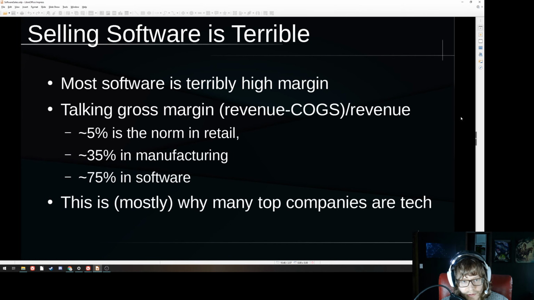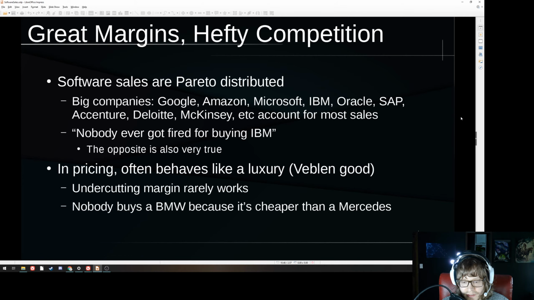All right, so what does high margin have to do with sales being terrible? Well, when you deal in a high margin industry, what tends to happen is that all of these sales become Pareto distributed because everything is really expensive. And so only the big companies, Google, Amazon, Microsoft, IBM, Oracle, and then consulting firms, SAP, Accenture, Deloitte, McKinsey, get the vast majority of the contracts, and everybody else is either fighting over the small business scraps or trying to claw their way up into the mainstream and compete with these larger firms.